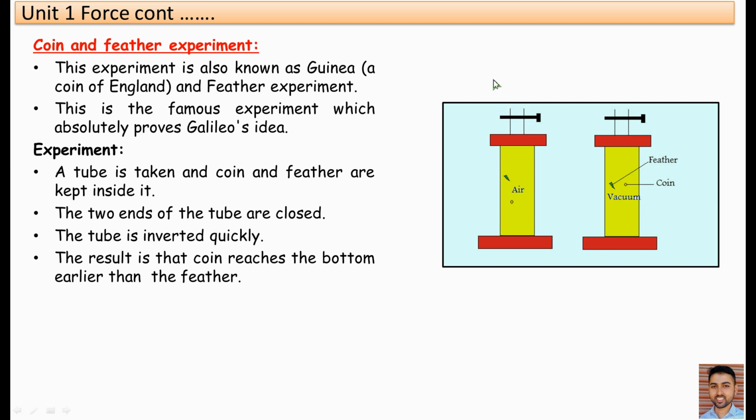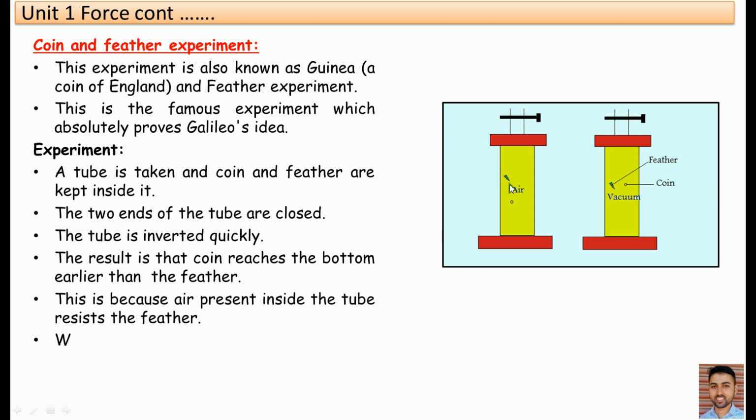The tube is inverted quickly, it should be made upside down. Then the result is that the coin reaches the bottom earlier than the feather.